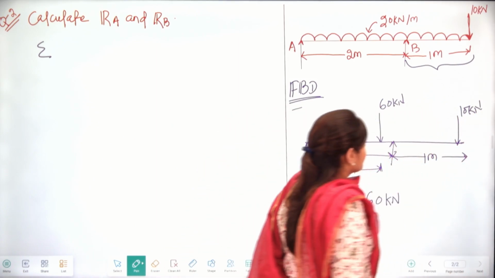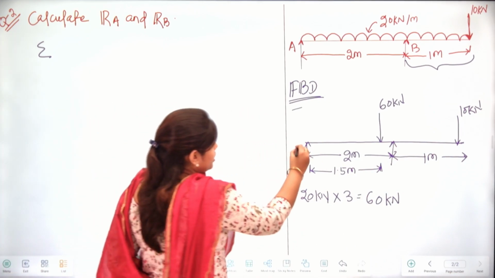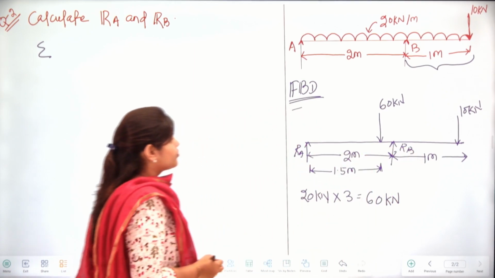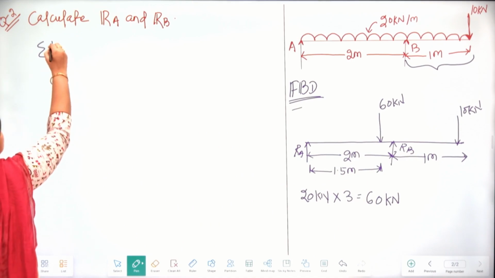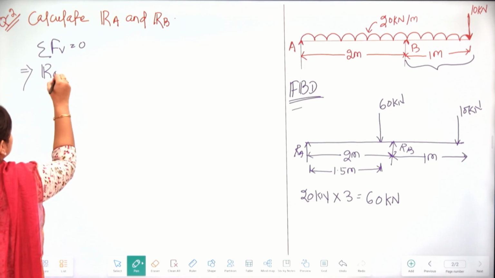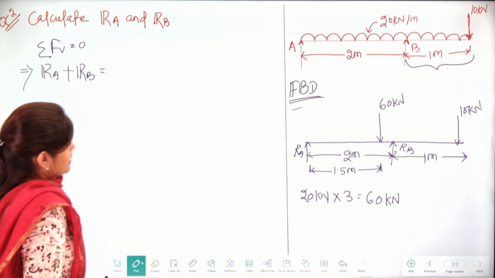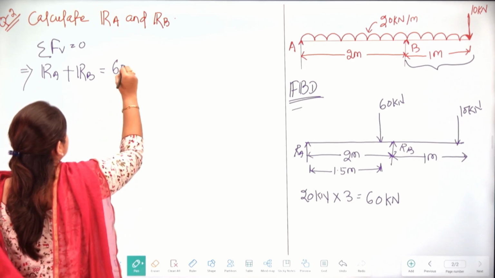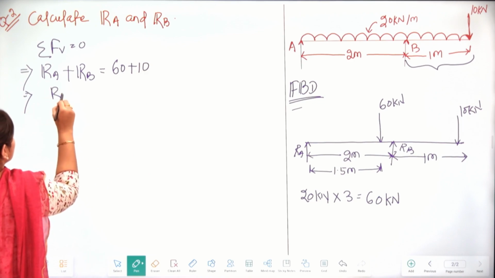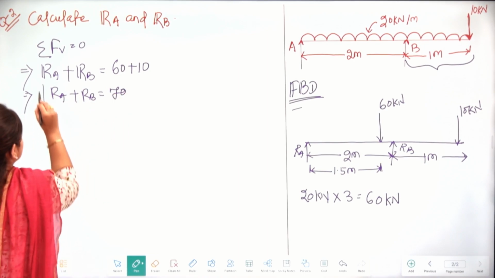Let's find out the reaction forces. The reaction forces will be here. Let's name them RA and here RB. So the summation of all the vertical forces is equal to 0. We can write RA plus RB is 60 plus 10. We have the equation RA plus RB is equal to 70.